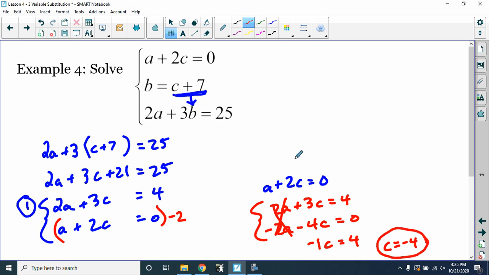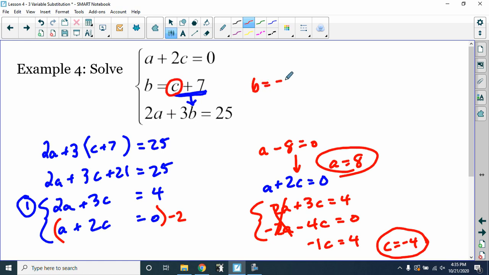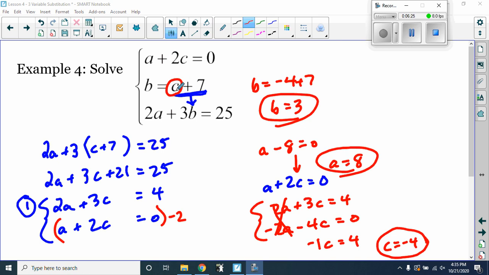Once we have c, I can put it in right here. I've got a is 8. And remember, c is -4. I'm going to put it in right there. All right, so talking through one more time what our strategy on these is: take whichever one of the equations is solved, substitute it into each equation, and then set up a system that has 2 variables and 2 unknowns.